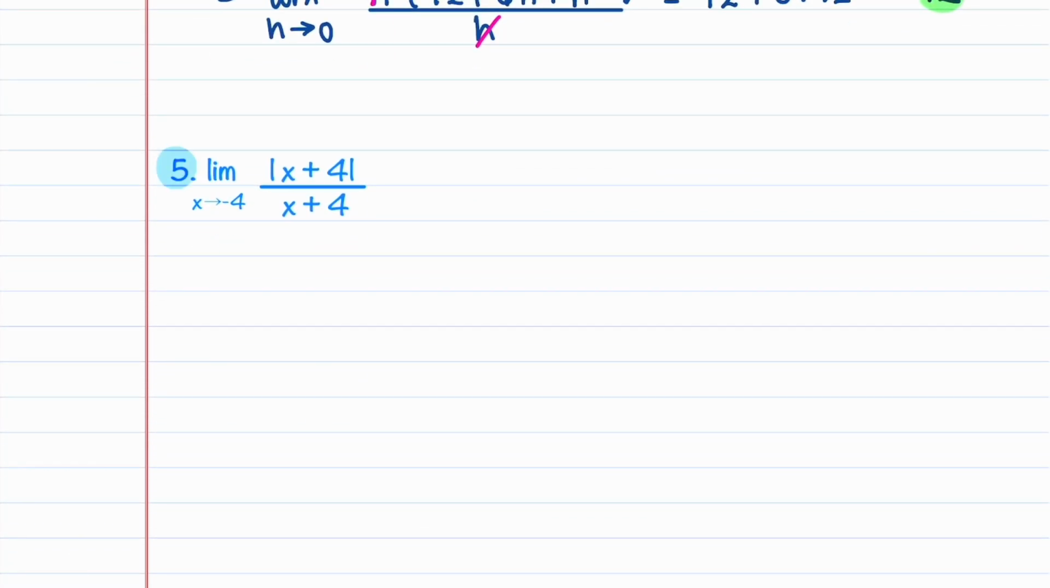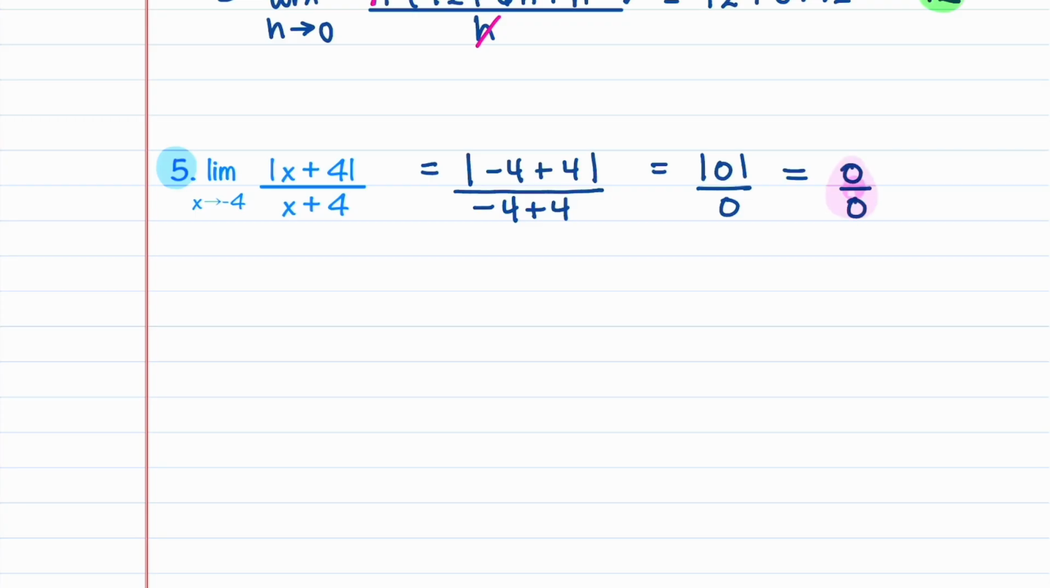Let's now look at our last limit example. This is equal to the absolute value of minus 4 plus 4, all divided by minus 4 plus 4. So this is the absolute value of 0 divided by 0, and we end up with our indeterminate form, 0 divided by 0. Notice in this limit that we have an absolute value function. Whenever you have a limit with an absolute value function, the best thing to do to evaluate it is to break up that absolute value function into pieces.